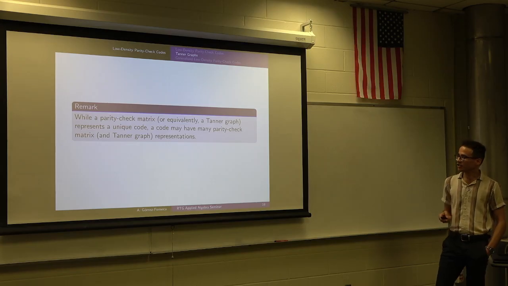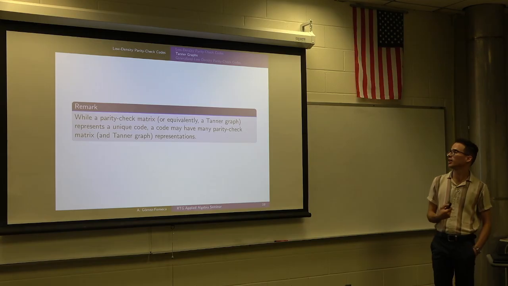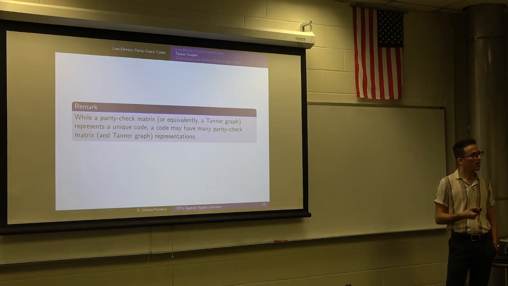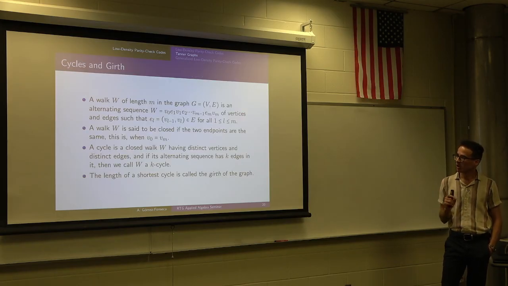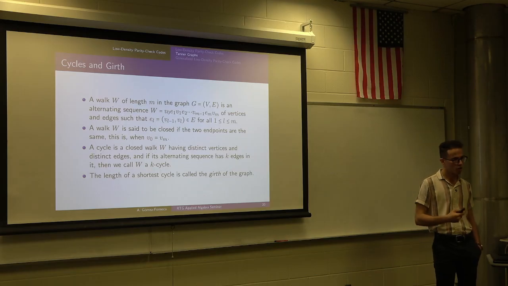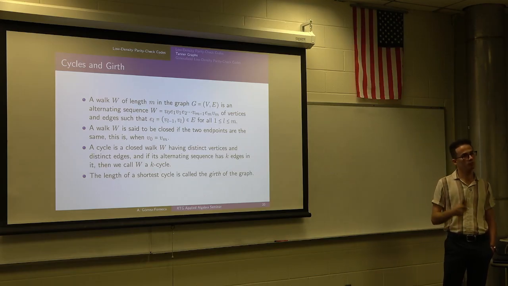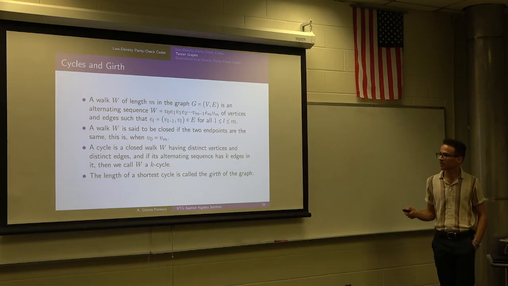Now, while a parity check matrix of a Tanner graph represents a unique code, a code can have multiple parity check matrices and multiple Tanner graphs. So when we talk about graphs, it is important to talk about some substructures in the graph that, later, I will tell you are problematic substructures, like for example, cycles.